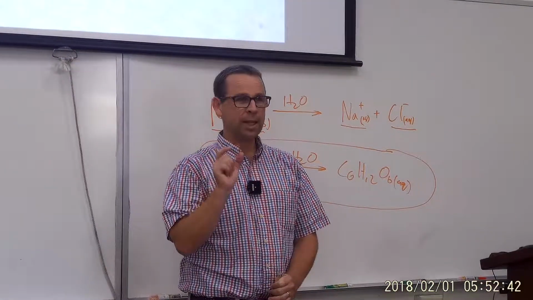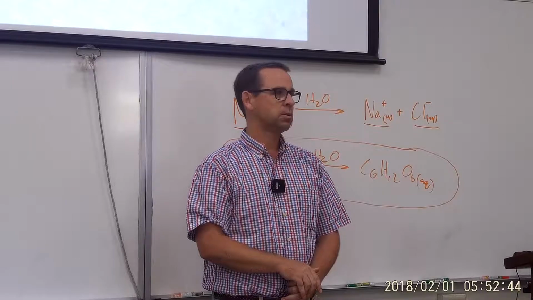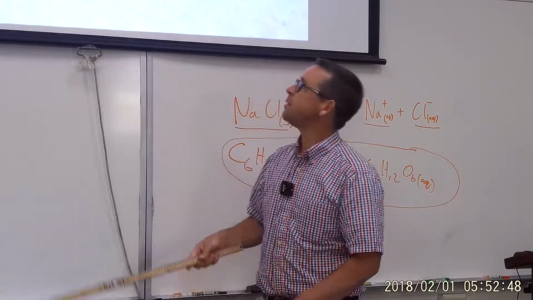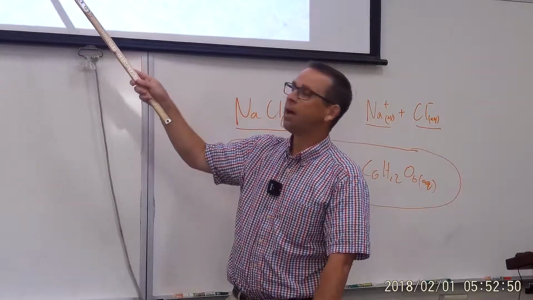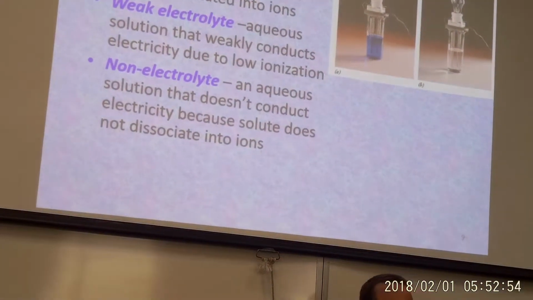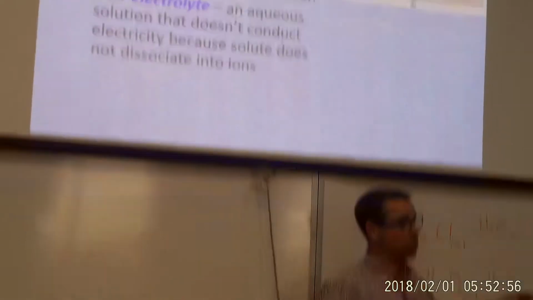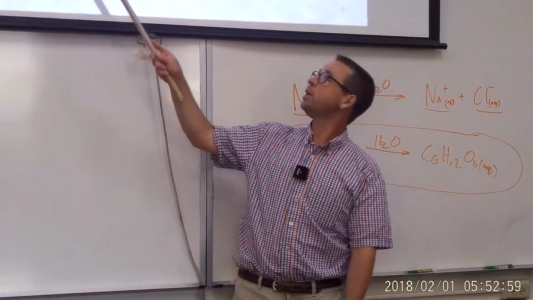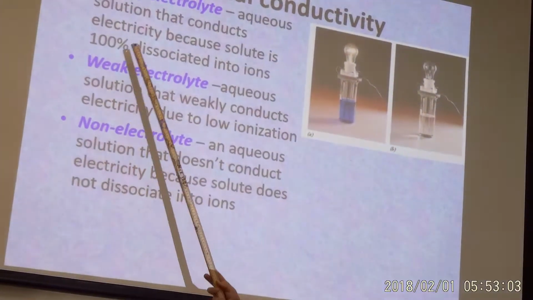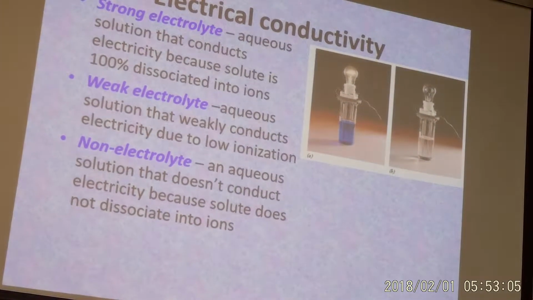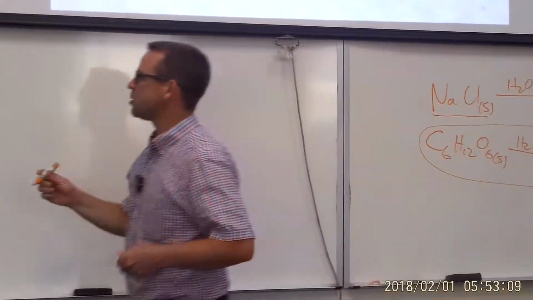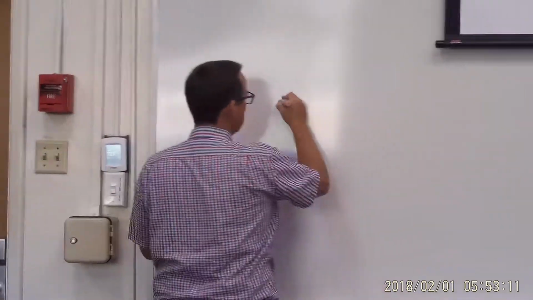So the word electrolyte just means salts dissolved in water. A chemical that dissolves in water but doesn't ionize, doesn't dissociate, would be called a non-electrolyte, or one that dissociates only partially would be called a weak electrolyte. So when we say strong, weak, or non, it's how much it dissolves in solution. Not all chemicals dissolve, not all salts dissolve.